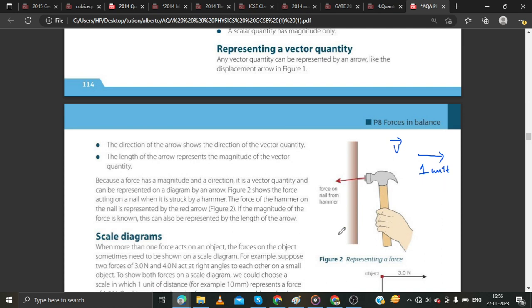For example, in this figure, we can represent a force. Please see here. This is my pin and this is my hammer, and with the help of my hammer, I am trying to make my pin go into the wall. So I have to apply a force perpendicular to the pin head, which means the direction in which the force acts is this one. This arrow shows the direction of the force applied. So this is how you have to represent a vector.